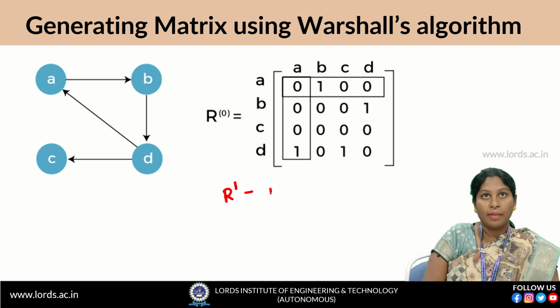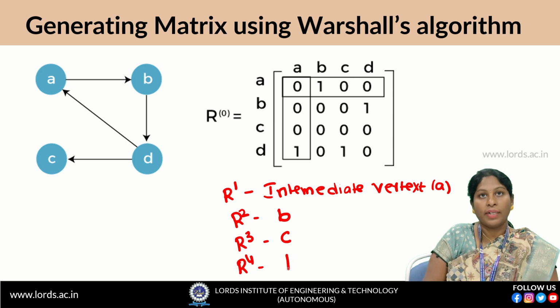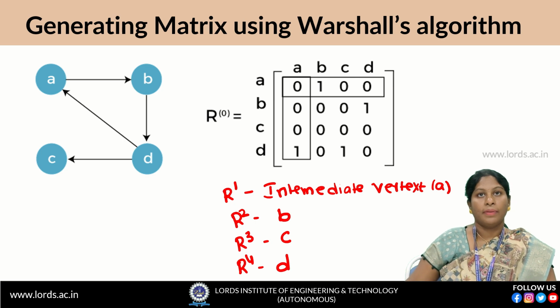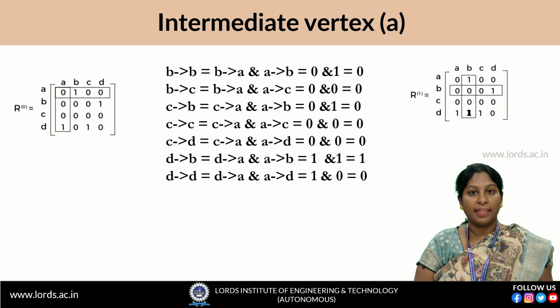How do we find it? By making A the intermediate vertex for R1, considering intermediate vertex B for R2, intermediate vertex C for R3, and intermediate vertex D for R4. Next, we have intermediate vertex A.